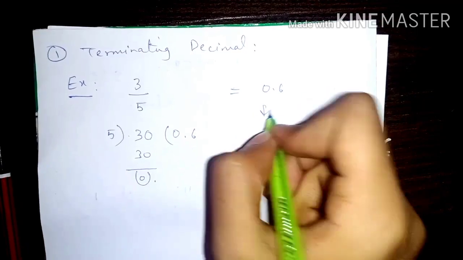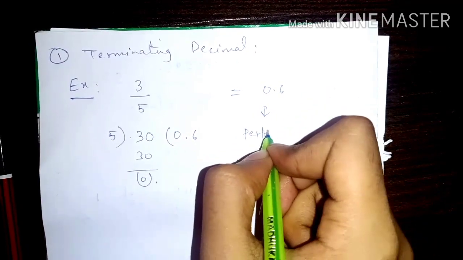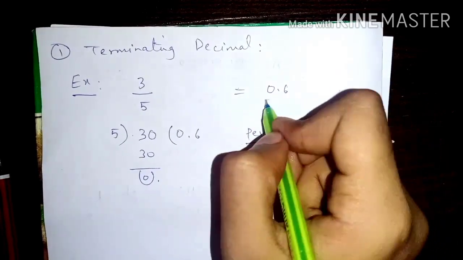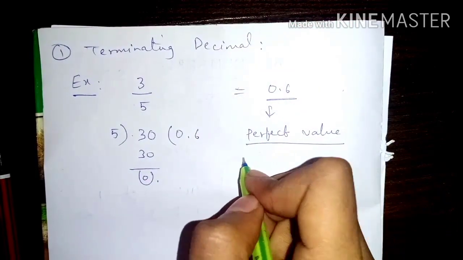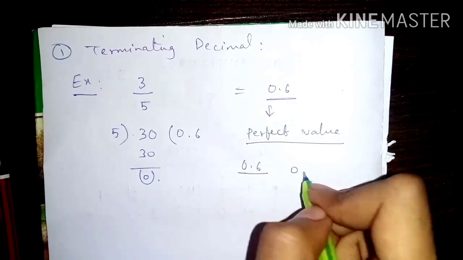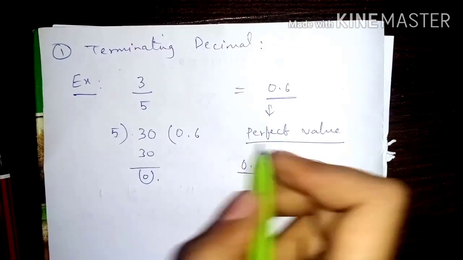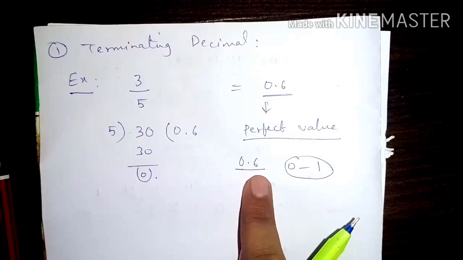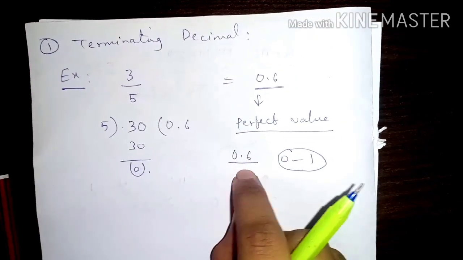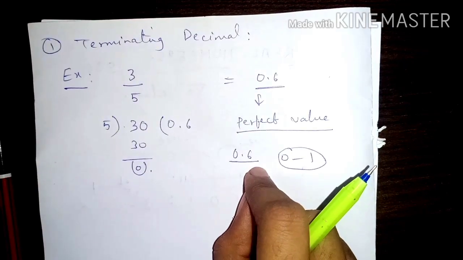This 0.6 is a perfect value. What do I mean by perfect value? This is terminating at some point. 0.6 is a perfect number, and it lies between 0 and 1. So this is a terminating decimal. Terminating means 0.6, that's it. The value is 0.6. It doesn't have to extend any further.